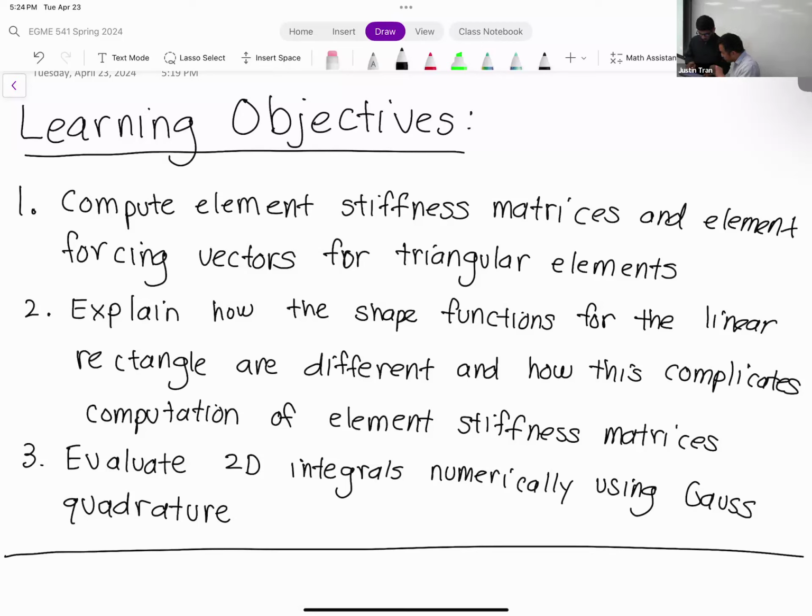Remember, this is for element 2. So for element 2, the shape functions look like this. Well, that's the shape function derivatives. So the shape functions look like this: x minus 20 and 5 minus 6. So for x we put 20. Exactly.